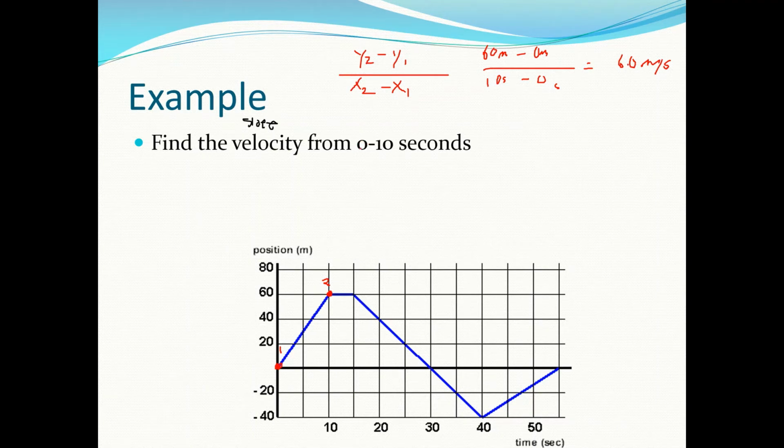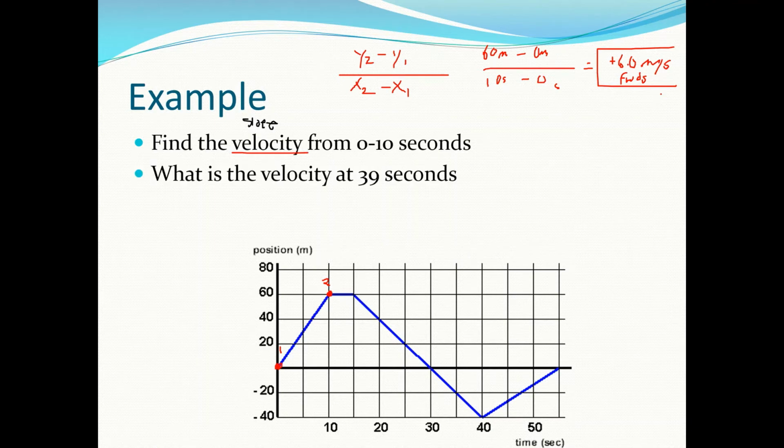But I've got to be careful because it's asking for velocity. So this is a positive answer, which means that I'm moving forwards. And if I leave out that forwards, technically it's not correct, because I'm finding speed, not velocity. So make sure you add that on there. People usually do well with this first one, but when I throw in the second one, that's when they start doing weird stuff. So what is the velocity at 39 seconds?